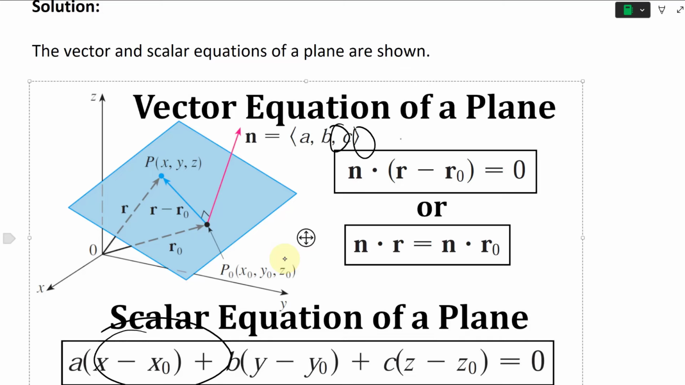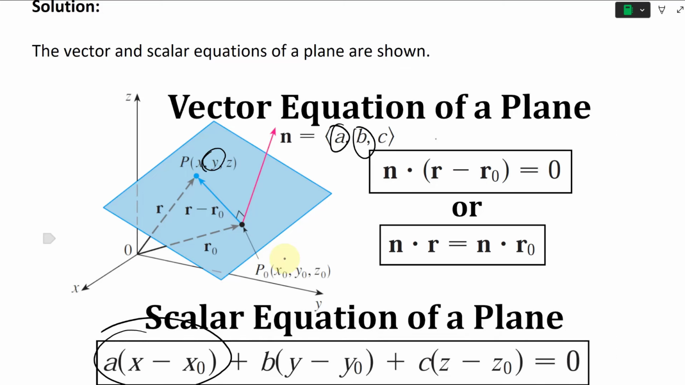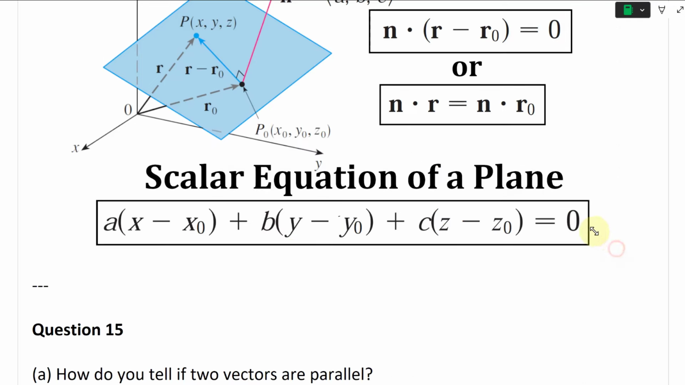Yeah, so the y components like that. So then b times y minus y naught. Last one is z, c times z minus z naught. And they all equal to 0. Dot product is equal to 0. So yes, that's quite amazing stuff there.